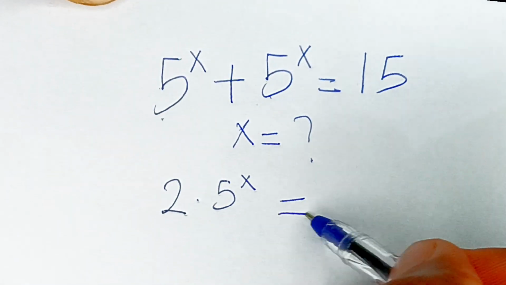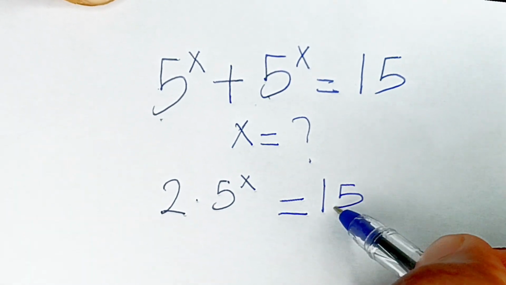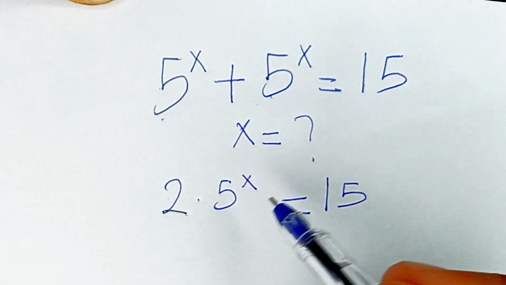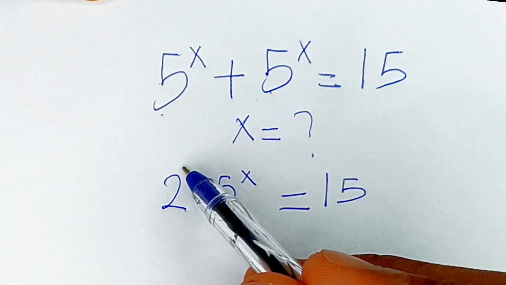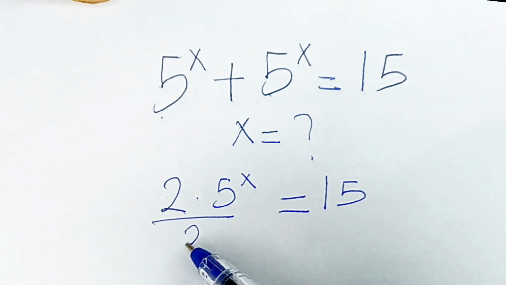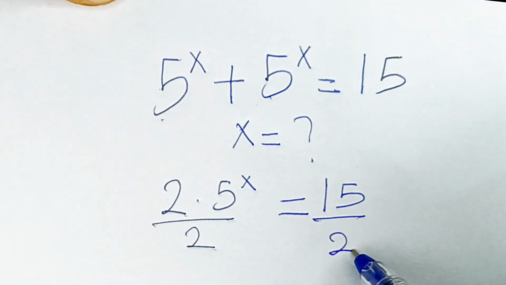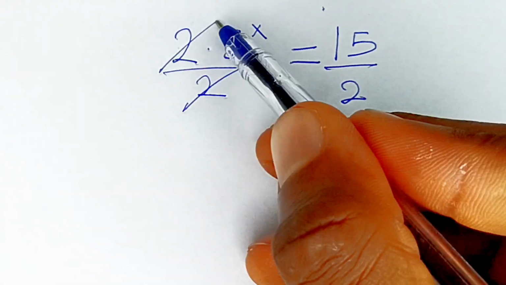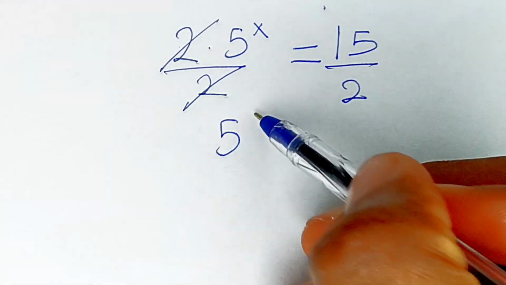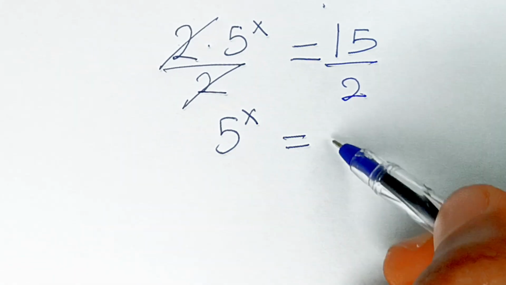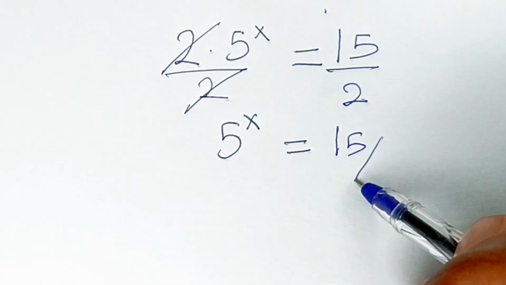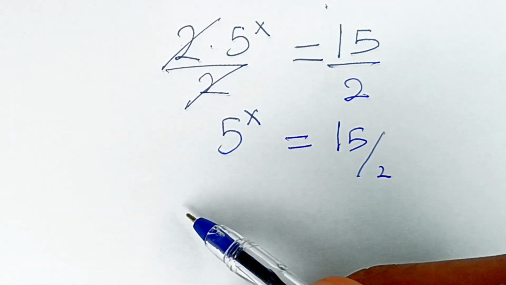Now this is equal to 15. Now, 2 multiplied by 5 raised to the power x can be divided by 2, and this side can be divided by 2. So that the 2 strikes the 2 out, so that we are left with 5 to the power of x equal to 15 divided by 2. Now we can say let's take the logarithm of both sides.